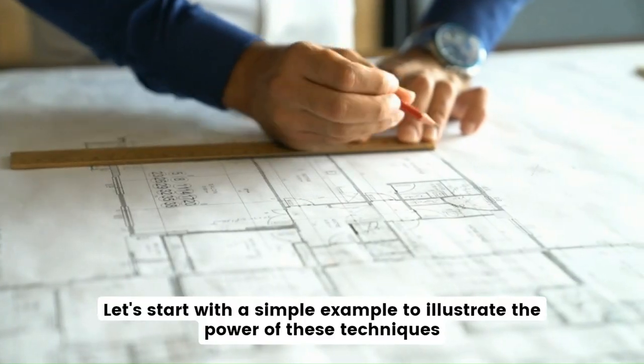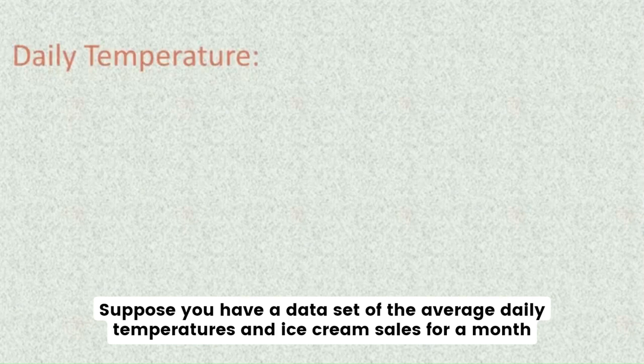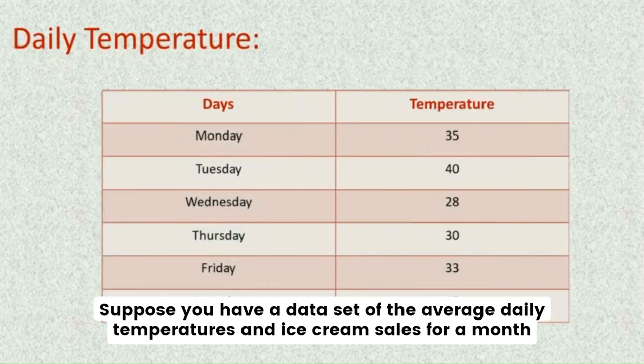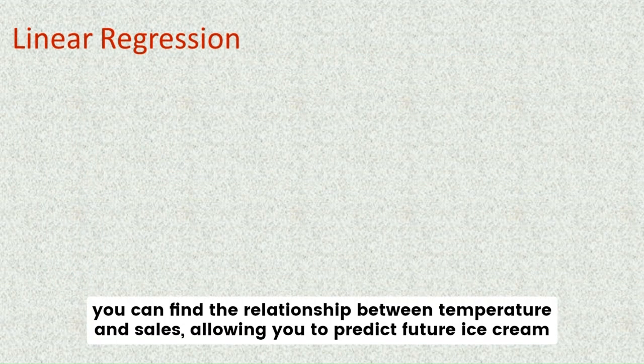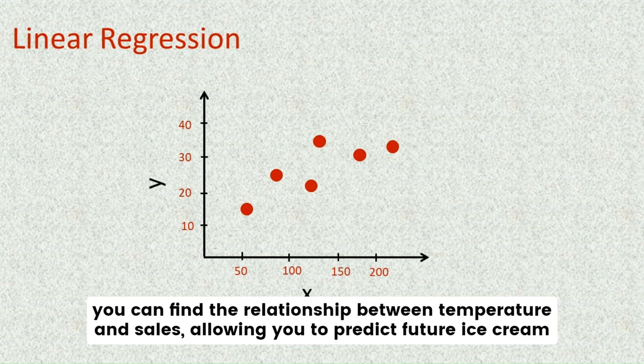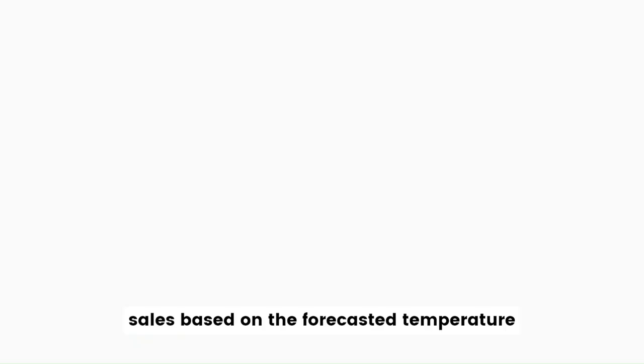Let's start with a simple example to illustrate the power of these techniques. Suppose you have a data set of the average daily temperatures and ice cream sales for a month. By using linear regression, you can find the relationship between temperature and sales, allowing you to predict future ice cream sales based on the forecasted temperature.